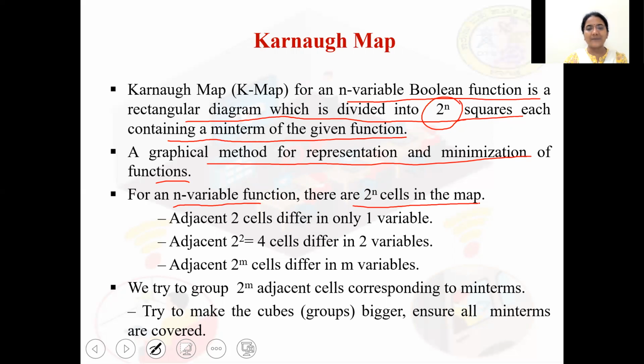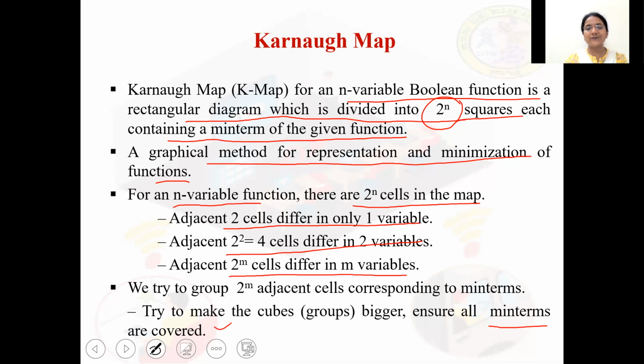And while grouping, adjacent 2 cells differ in only one variable, adjacent 4 cells differ in 2 variables, and adjacent 2 power m cells differ in m variables. And we have to group the maximum number of groups possible. And we have to ensure that all minterms are covered in the K-map. This we have to remember.